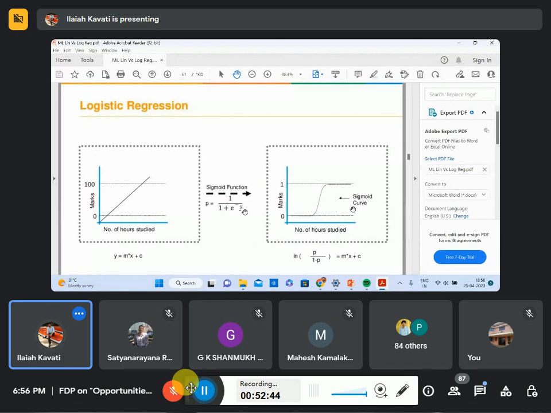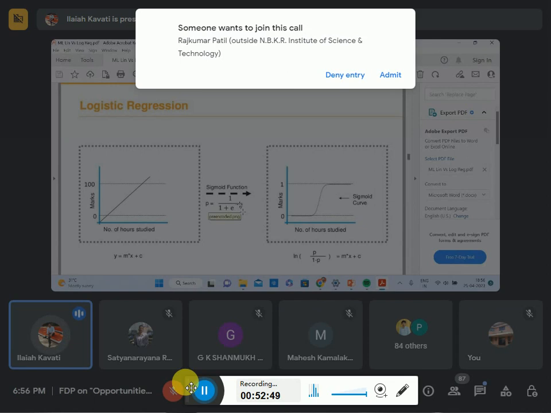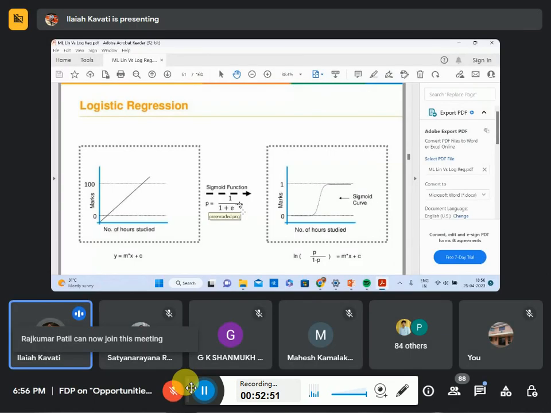As y value is increasing, e to the power of y becomes infinity. But this is 1 by e to the power of y, so that is 1 by infinity, which means 0. So 1 by 1 plus 0 becomes 1. So probability becomes 1. This is called the sigmoid function or sigmoid curve. Simply you can convert this linear line into an S curve using this sigmoid function. So probability equal to 1 by 1 plus e to the power of minus y.